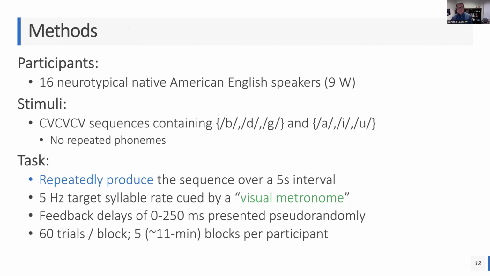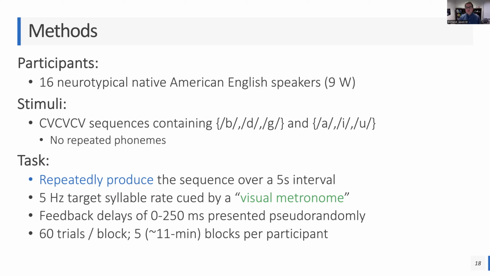The participants here were 16 neurotypical Native American English speakers, and they produced these really tightly controlled CV sequences. They're composed of voiced stops, ba, da, ga, and the vowels a, i, u. There were no repeated phonemes, so they would get a target sequence like ba, di, gu, and their job was to repeatedly produce that sequence over a 5-second production interval. During that interval, they're cued by a visual metronome that tries to get them to pace their production at a syllabic rate of 5 hertz, or 5 syllables per second.